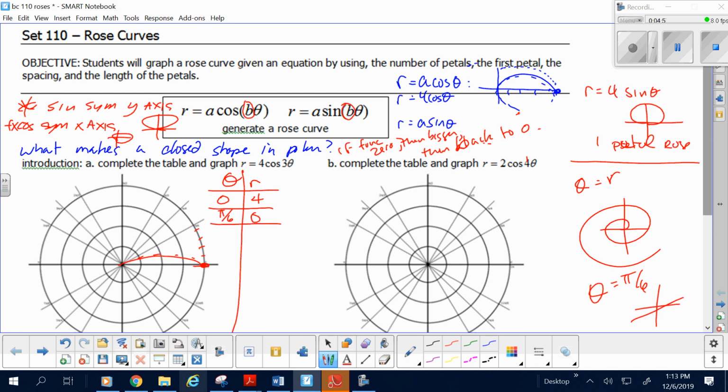Now pi over 4 is fine. We could do pi over 4, but it's kind of messy. So we're going to go by every pi over 6. So the next is 2 pi over 6 or pi over 3. What is 4 cosine of 3 pi over 3?